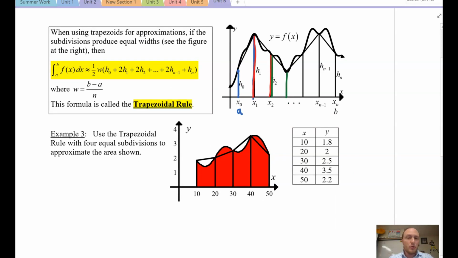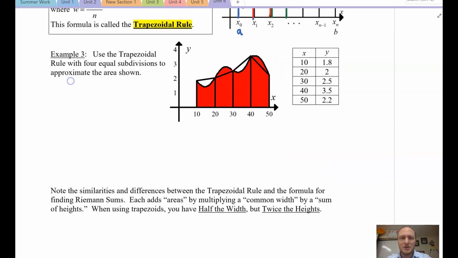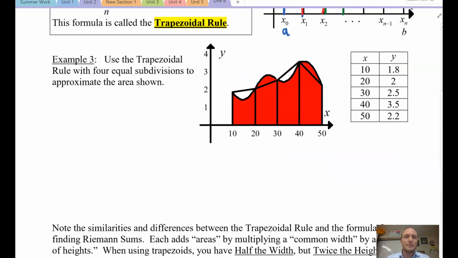Okay, so what about without a graph? Let's look at another formation of a function, and that is a table of values, and this should go pretty quick. It says use the trapezoidal rule with 4 equal subdivisions to approximate the area shown. Okay, easy enough. So I'm going to have 1/2 times the width. Well, notice all these widths are 10. Okay, times the summation of the heights.